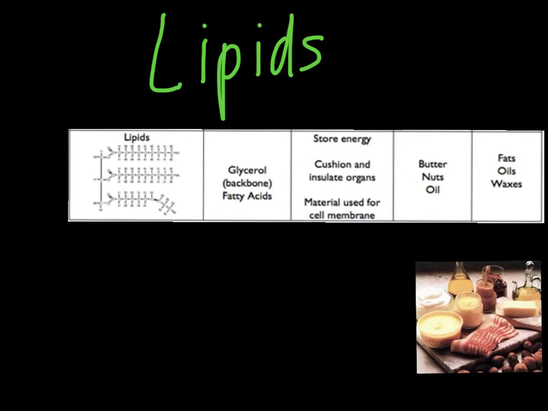But then the last one in this category is material used for the cell membrane. We talked about the phospholipid bilayer that's surrounding the outside of the cell. Obviously, it's made up of mostly lipids with those phosphate groups in there as well.